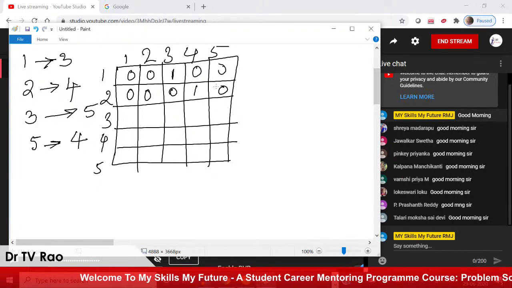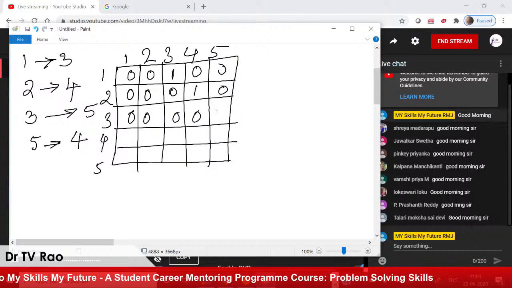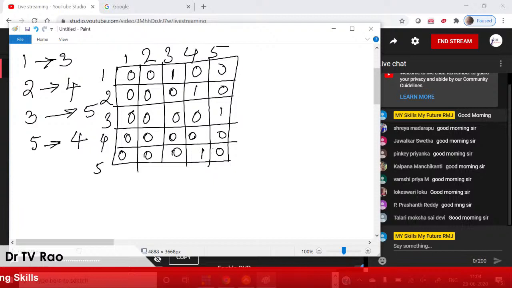There is a connection between 3 to 5. 4 is not connected to anybody. But whereas 5 to 4, there is a path. All are one-way paths. Okay? So I hope you understand this adjacency matrix.